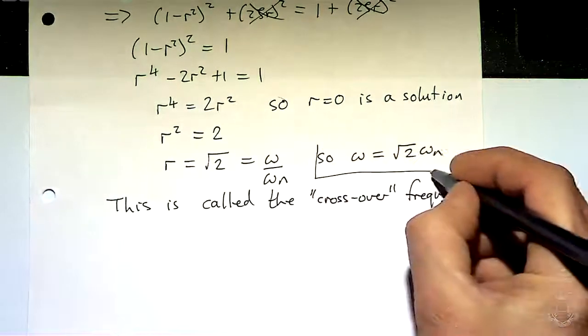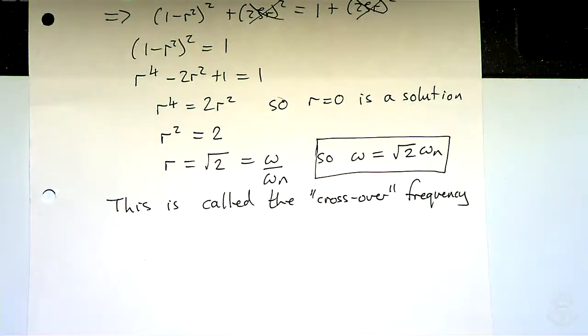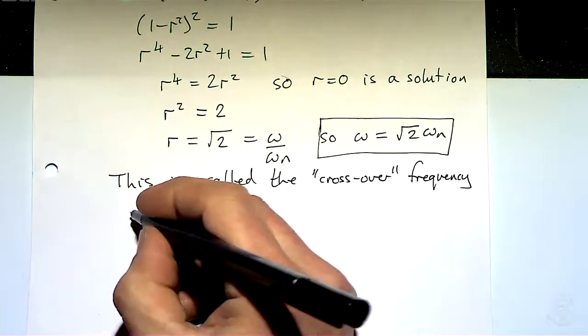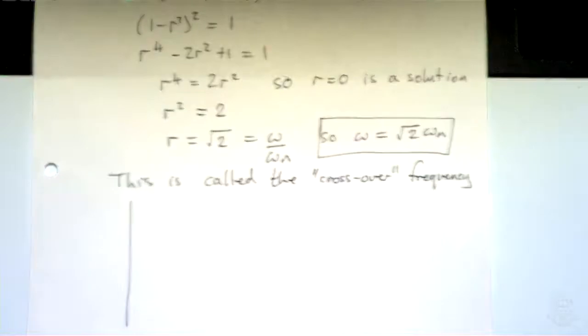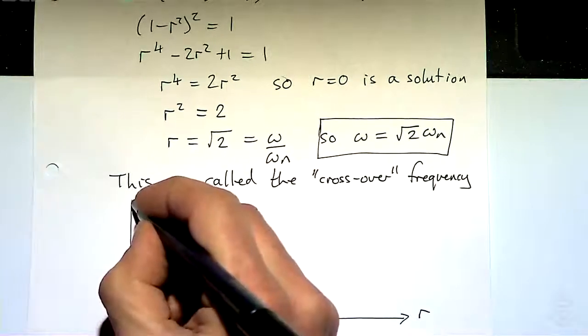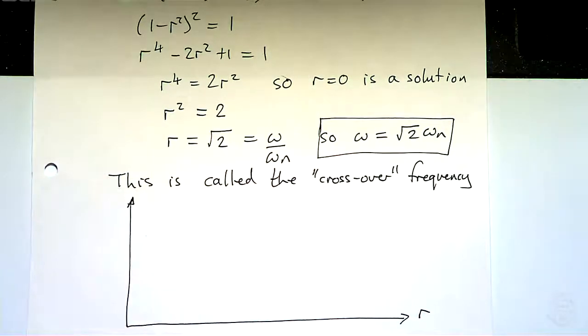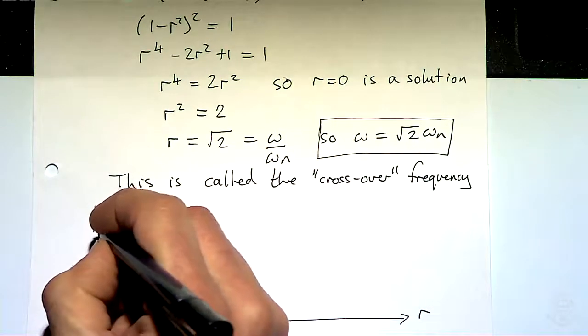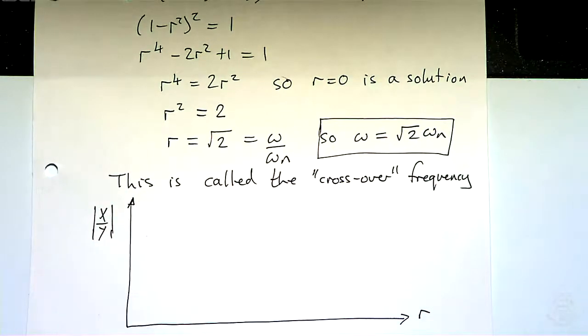So this value here, when omega, the forcing frequency, is equal to the square root of 2 times omega n, the natural frequency, that's called the crossover. So let's draw a sketch of what this looks like. What we're going to do is draw the transmissibility, which is the modulus of x over y, against the frequency ratio r.